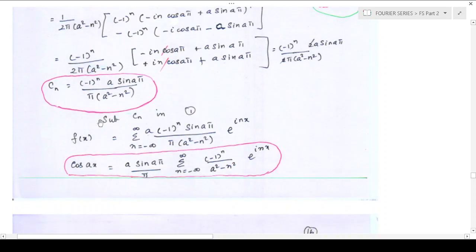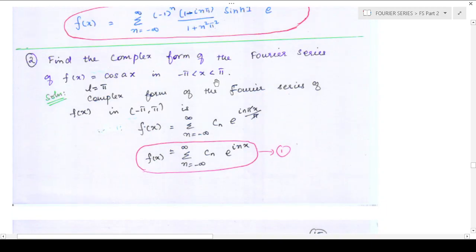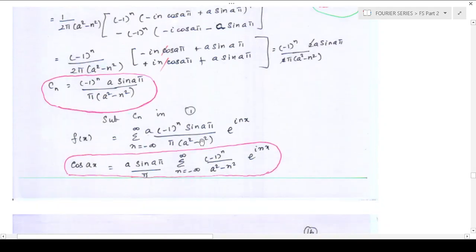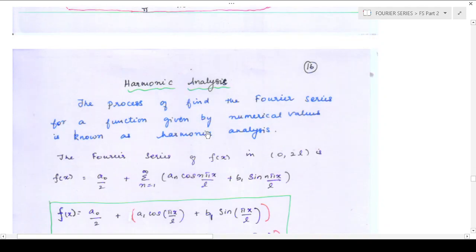You just substitute it in the f of x, that is, my first equation. For the Cn value, you'll be getting your complex form of the Fourier series for cos ax in the interval minus pi to plus pi. With this, we finish our complex form of the Fourier series, children.